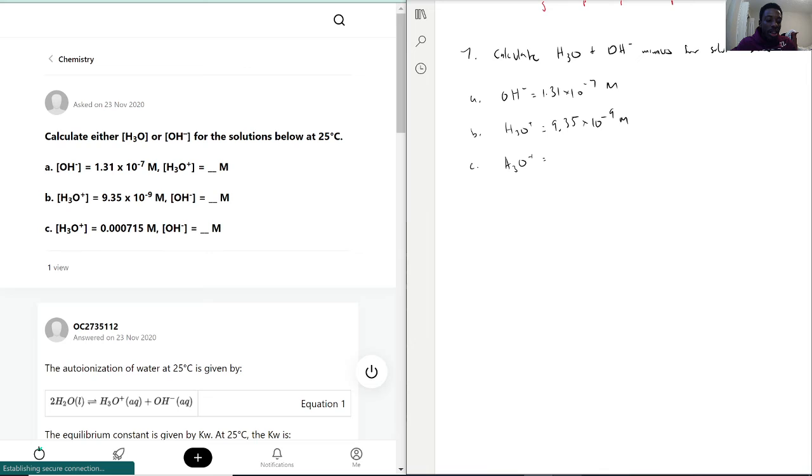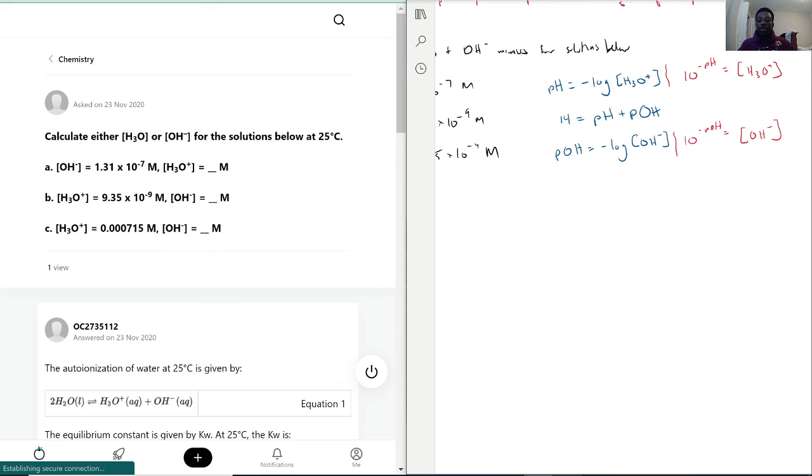And the last one we need to know is pOH is equal to negative log of OH minus. The reason this is important is that after rearranging, you have 10 to the minus pH is equal to the concentration of H3O, and the last one, 10 to the minus pOH is equal to the concentration of OH minus. So this is how we're going to keep flipping around in order to get the answer.